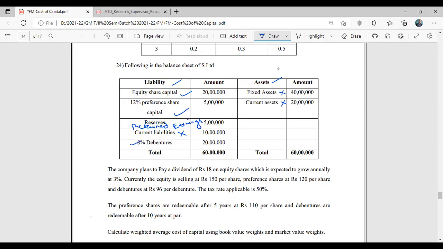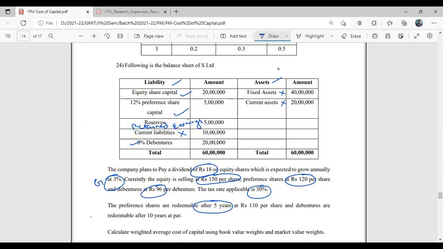They've given the 8% debentures. We are going with that also. The company plans to pay a dividend of rupees 18 on equity shares, which is expected to grow at 3%. They've given the dividend and talked about the growth. Currently, the equity is selling at 150 per share. Preference shares are at rupees 120. Debentures are at 96 per debenture. The tax rate is 50%. They say that the preference shares are redeemable after 5 years at rupees 110.